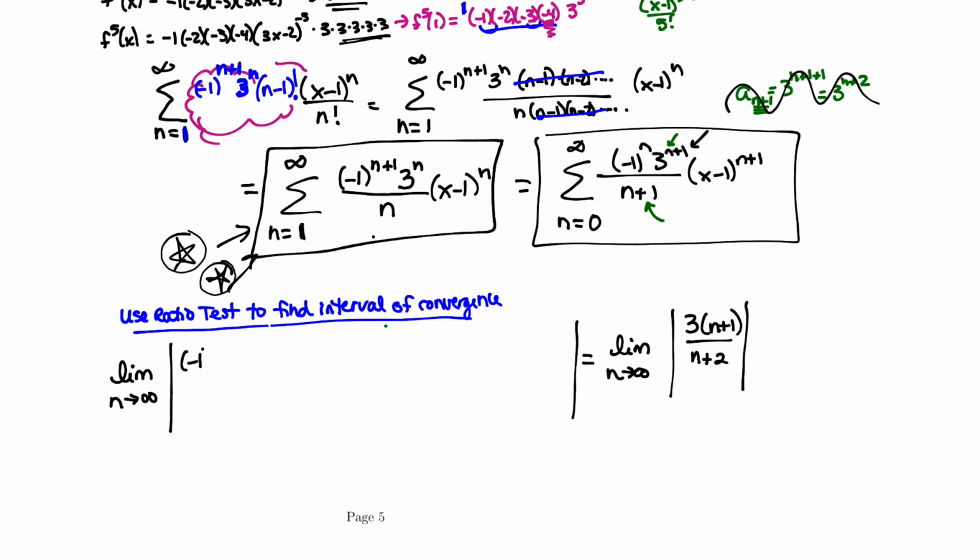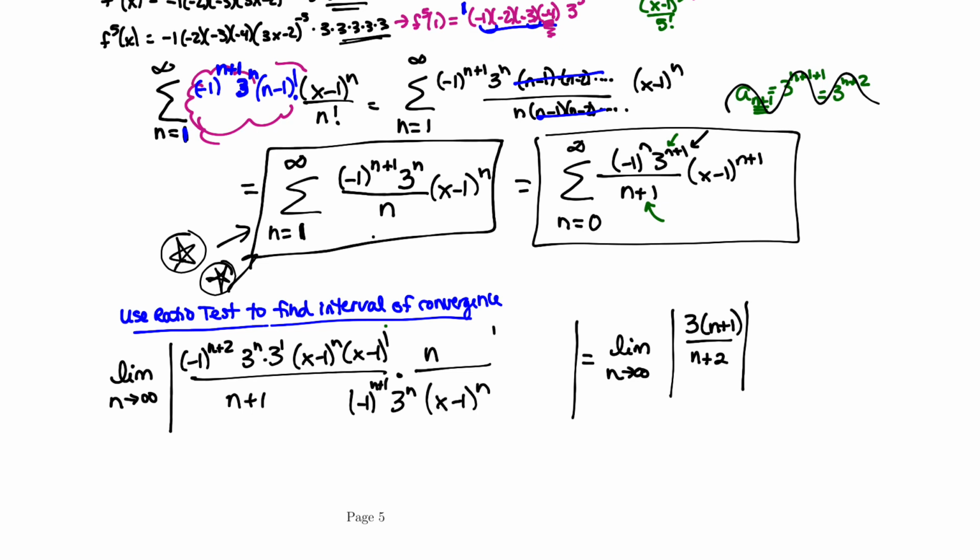Okay, so I want to do negative 1 to the n plus 2 times 3 to the n plus 1 times x minus 1 to the n plus 1 over n plus 1 times, thank you, Max, over 3 to the n times negative 1 to the n plus 1 times x minus 1 to the n. Okay, now let's see. Those absolute value of negative ones go away. That goes away. So that is giving me 3 times, erase this.